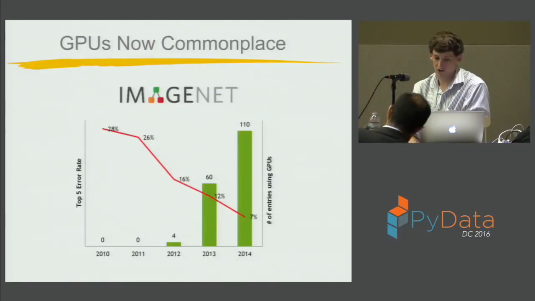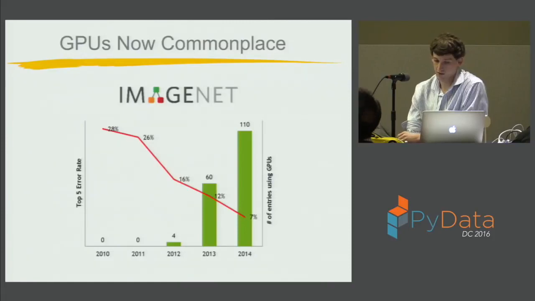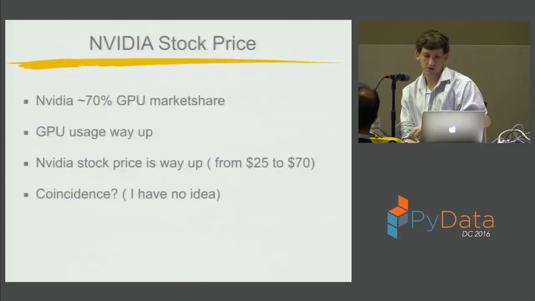You can see that the GPU usage has gone way up over the years, and also the error rate has gone way down. I think this error rate is what really has made deep learning very popular and kind of buzzword-worthy recently. But the point I wanted to illustrate here is that if you're doing machine vision, machine learning, or neural network problems, use a GPU.